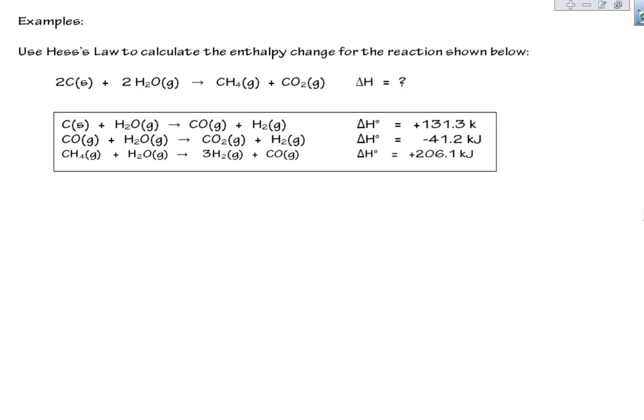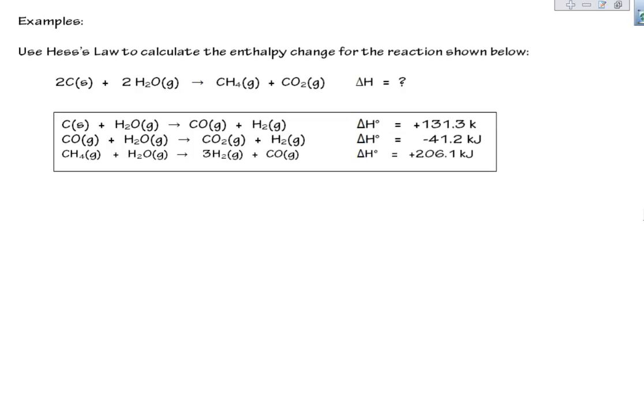So we want to try to manipulate these three intermediate steps so that I get the overall balanced equation. And whatever I need to do to the intermediate step, that's the same thing that I do to the delta H. In the end, we'll just add them all up. Okay, so I usually just attack these from whatever comes first in the equation. So I need 2 carbon on the reactant side. So I look at my options, I look at my intermediate steps.